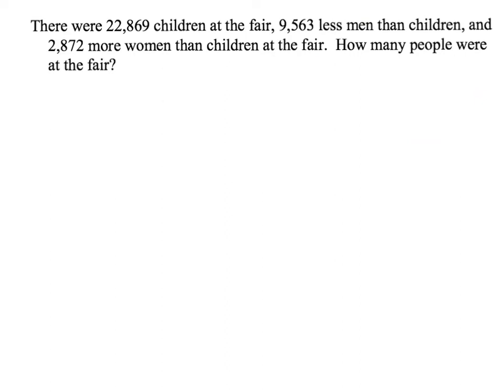I'm just going to change my ink color. Here we go. There were 22,869 children at the fair. So we know how many children are at the fair. 9,563 less men than children. Okay, so this means there were less men than children there. So less means to subtract. And 2,872 more women than children at the fair. Okay, so we know that there is more women, so we're going to have to add. Ooh, so it looks like I'm going to be adding and subtracting on this problem. How many people were at the fair?